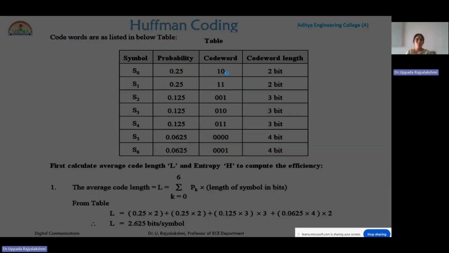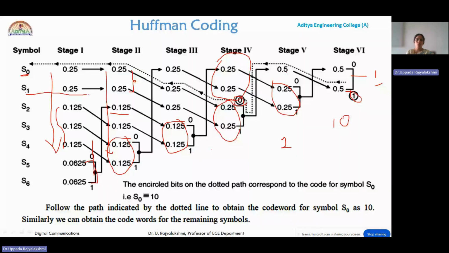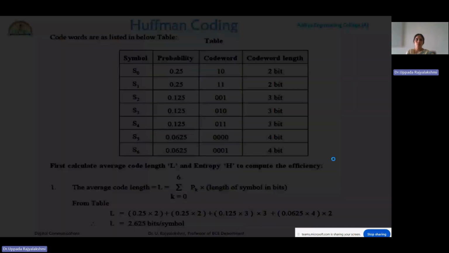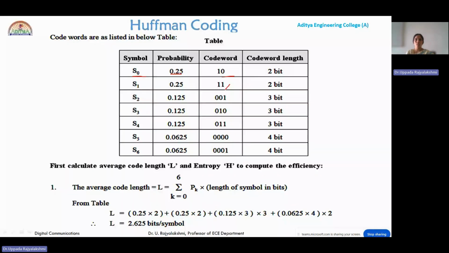Similarly, if you observe S1, S1 is 0.25. Next, in stage 2 it is also in the same position. In stage 3 it went to the third position, no assigned code, and in stage 4 it is assigned 1. And in stage 5 it is merged and it went to the first position, and in stage 6 again the assigned value is 1. So it is 1 1, even if you write it in the reverse direction it is 1 1 only. So that's why we have represented the S1 code word as 1 1.